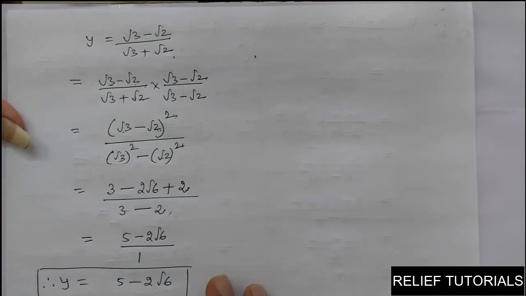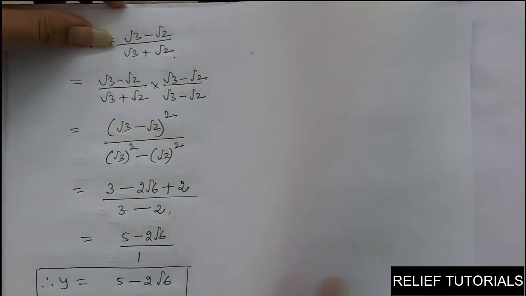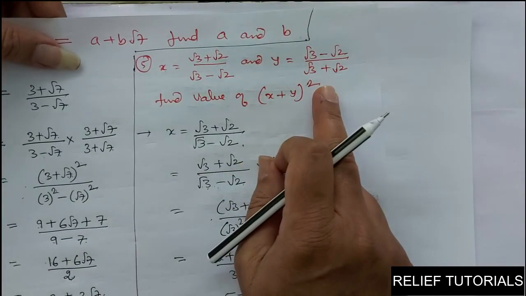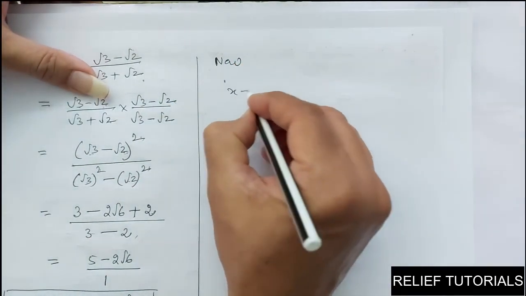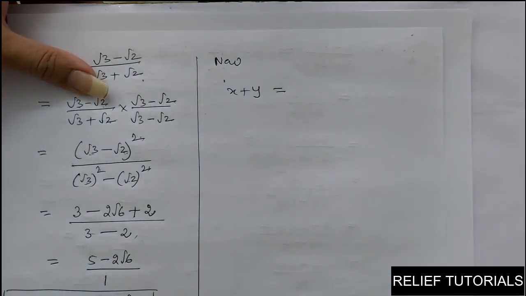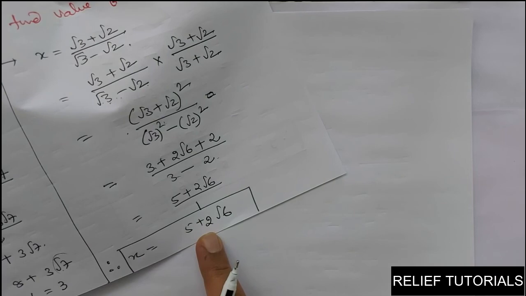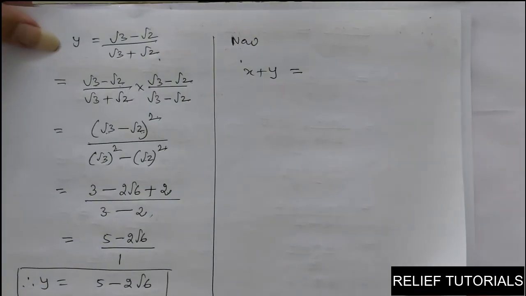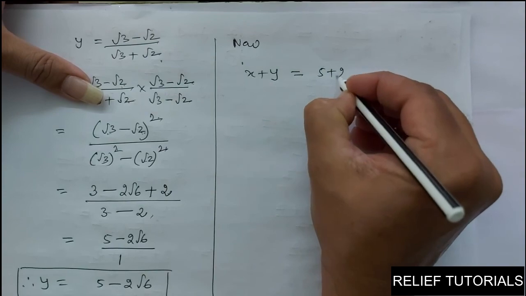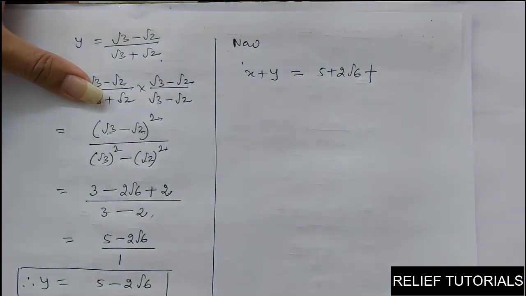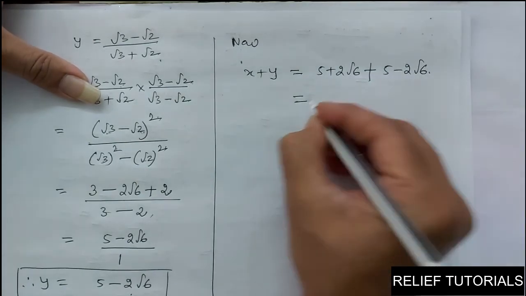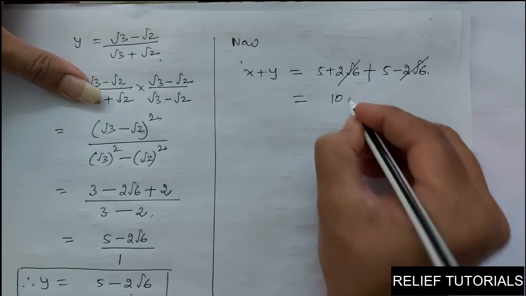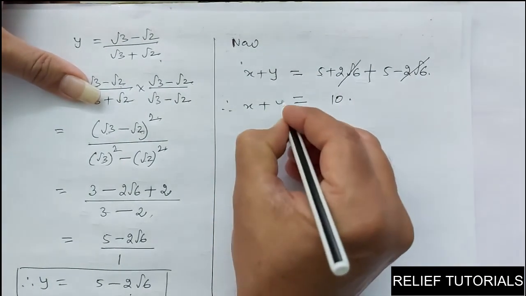X and y. Now what you have to find out is the value of (x + y) the whole square. So first I will find x + y. We have found x is equal to 5 + 2√6, plus y, which is 5 − 2√6. So the 2√6 terms cancel. 5 plus 5 is 10. Therefore x + y is equal to 10.